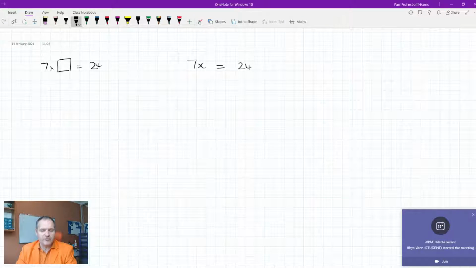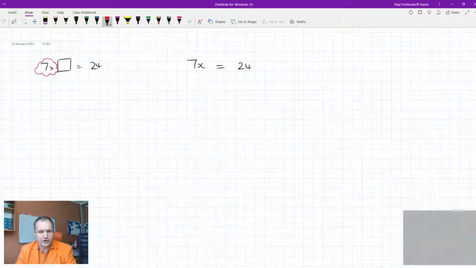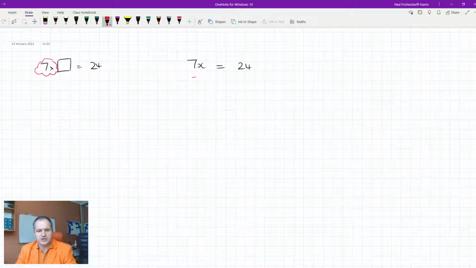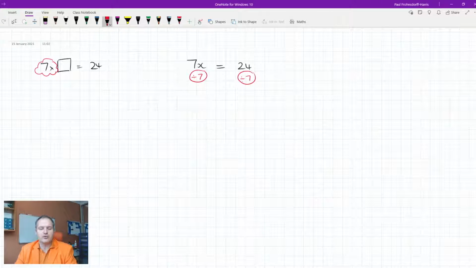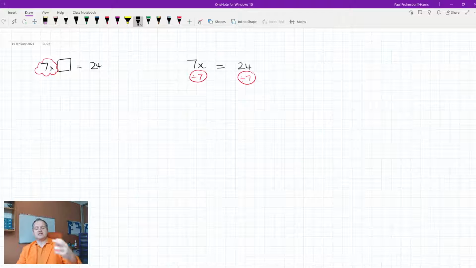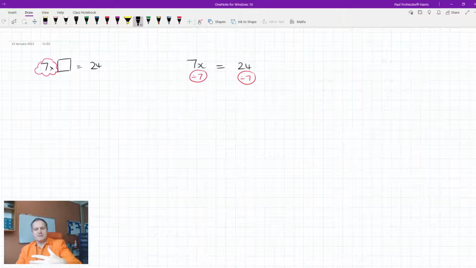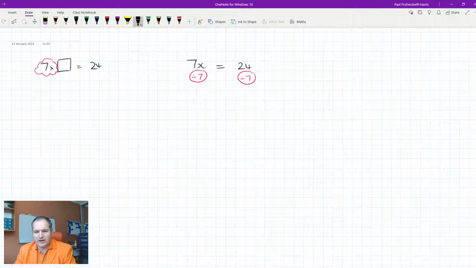Therefore, if we're trying to work out what it is, we work it backwards. We want to undo this element here. So we're undoing times 7, and to do so, we use the opposite operation by dividing by 7 on both sides. Because what we're trying to do here is realise that the whole thing must stay balanced, like people on a balance beam.